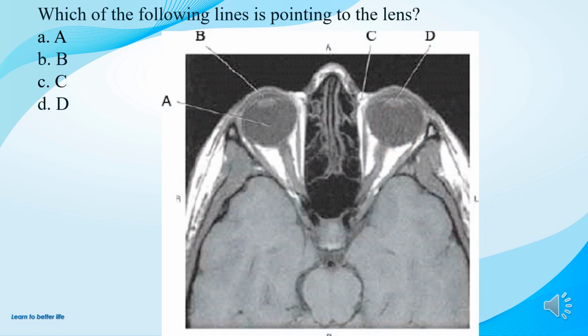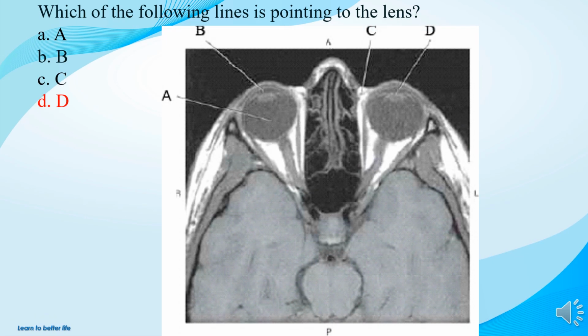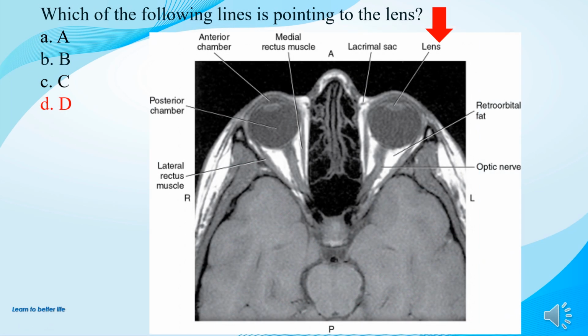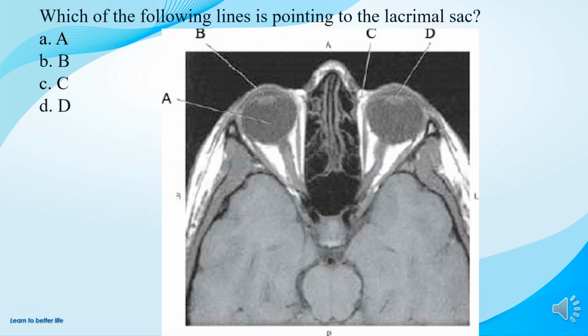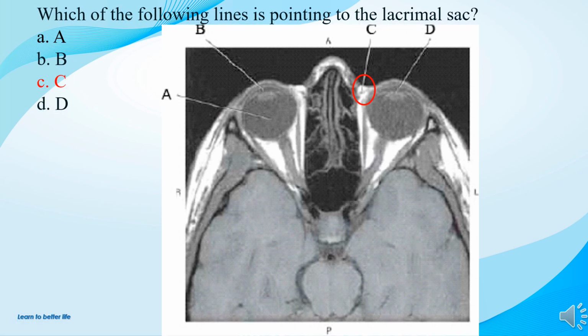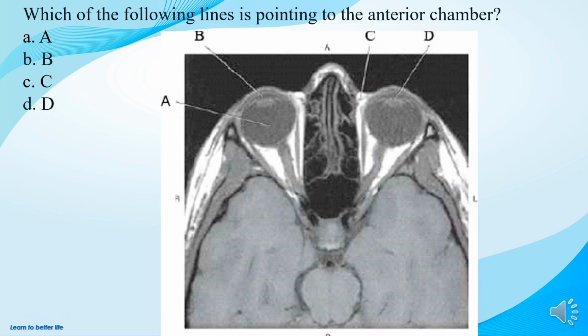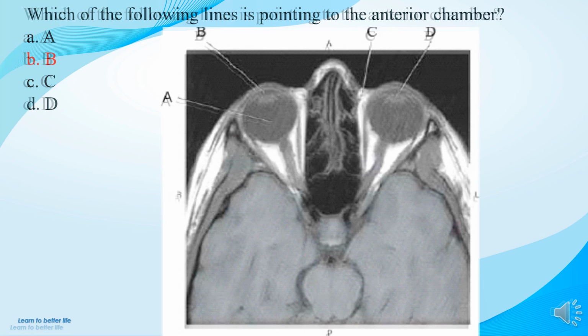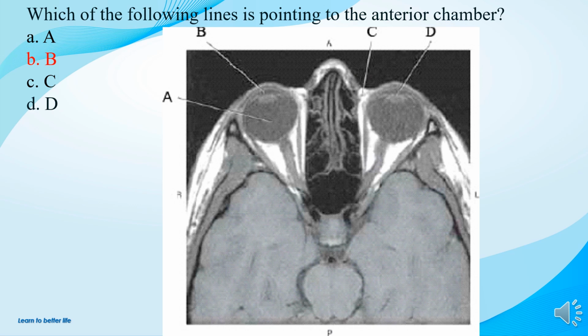Which of the following lines is pointing to the lens? A, B, C, or D? The answer is D. Here is another picture for you to learn the structures. Which of the following lines is pointing to the lacrimal sac? A, B, C, or D? The answer is C. Which of the following lines is pointing to the anterior chamber? A, B, C, or D? The answer is B.